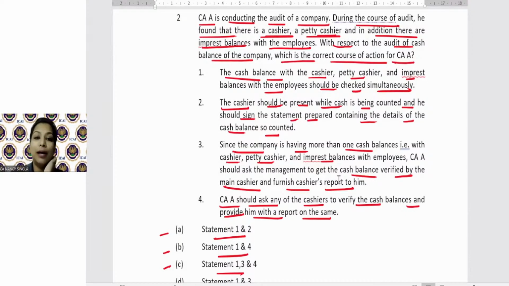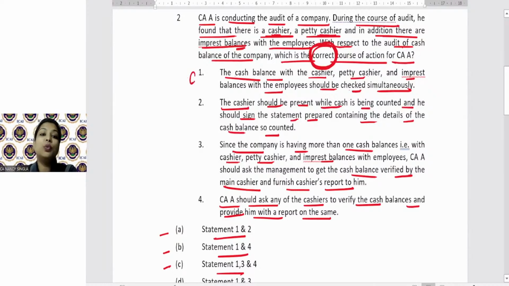ठीक है, so now अब देखो कैसे how to read the MCQs, how to solve the MCQs, है ना. अब देखो यहाँ पे बहुत सारी statements हैं and options are what, थोड़ा confusing है ना. तो देखो question, you have seen that during the course of audit the auditor found that cashier भी है, petty cashier भी है, imprest balances भी है. So with respect to audit of cash which is correct, I always tell you कि यहाँ पर correct पूछा है या incorrect पूछा है. Please read that carefully. अगर incorrect होगा, your option will be different, है ना. So this is what, correct course of action. The cash balance with cashier, petty cashier, imprest balance with employees should be checked simultaneously, which is what, correct, है ना. ये हमने पढ़ा था ना.